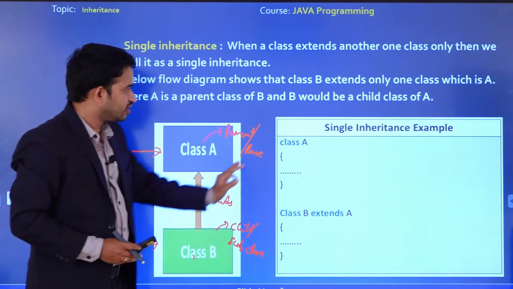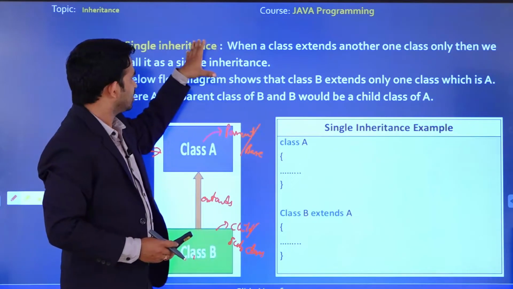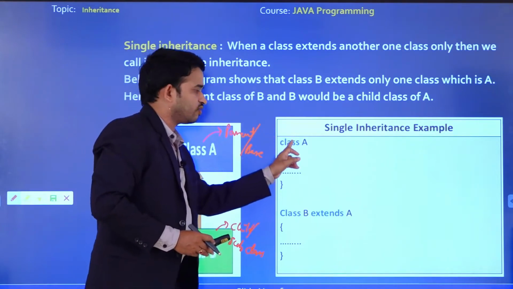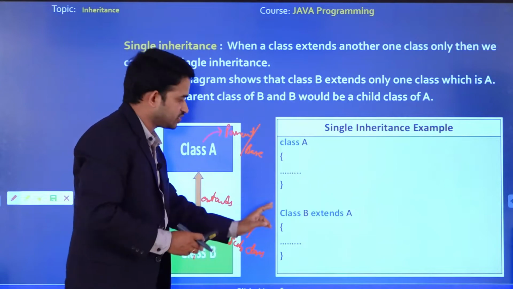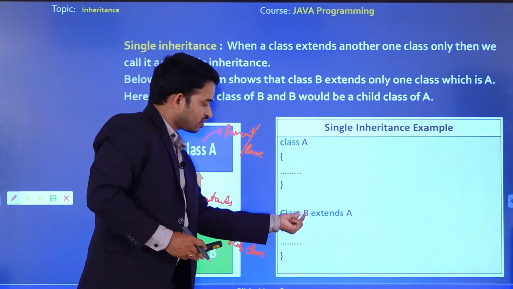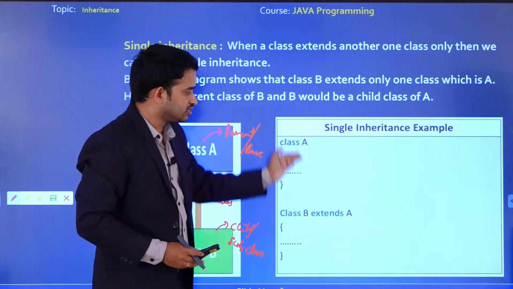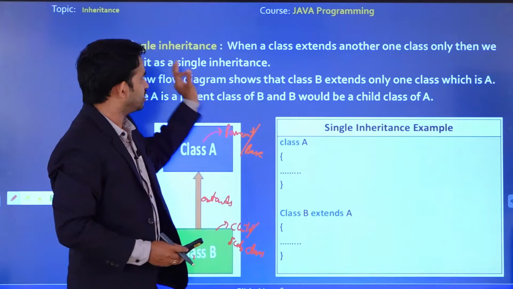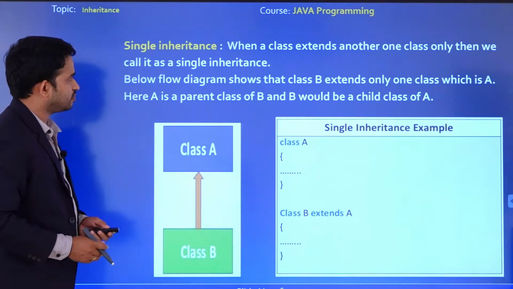So let's go to the syntax of how we use single inheritance. Here I am declaring one class A, and some properties are declared in it. Next, class B extends class A. That means one class B extends the properties from only one class. So this is an example of the single inheritance concept. Next we go for a programming example.